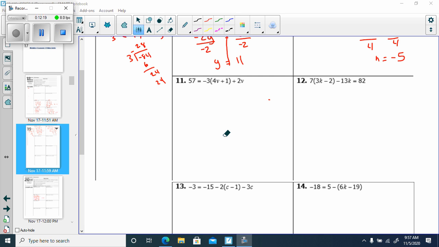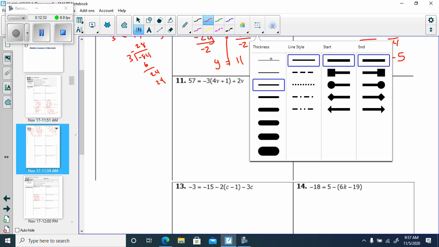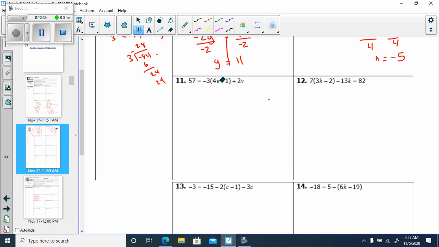On number 11, we got 57 is equal to negative 3 times 4v plus 1 plus 2v, okay? So this side is not as simple as it could be. Let's take care of it. There's distributive property in there. Negative 3 times 4v would give you negative 12v. Negative 3 times 1 would give you minus 3, okay? And then we've got 2v, right?